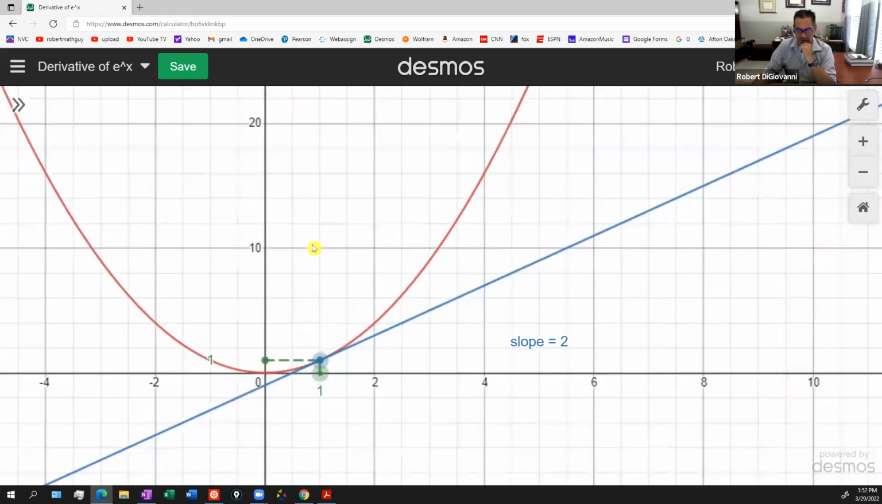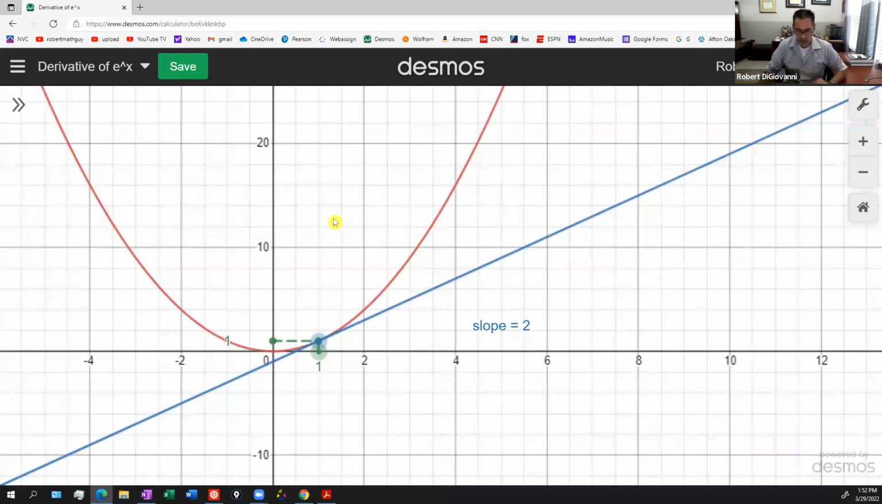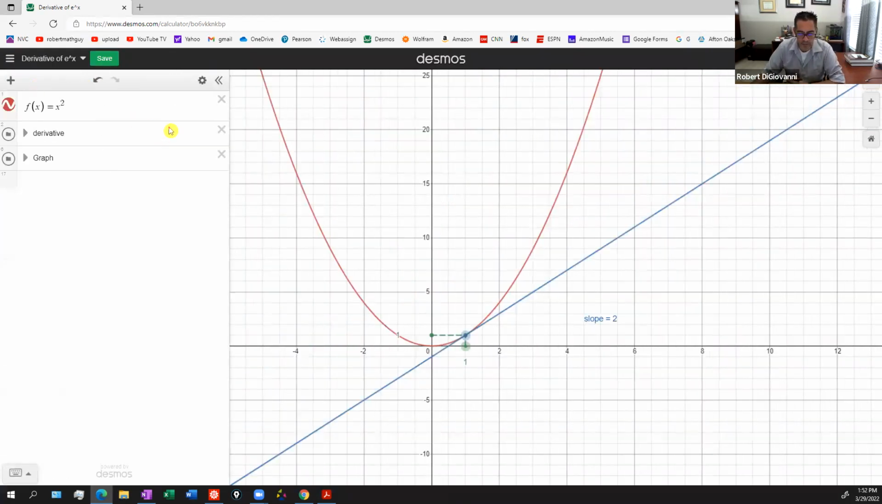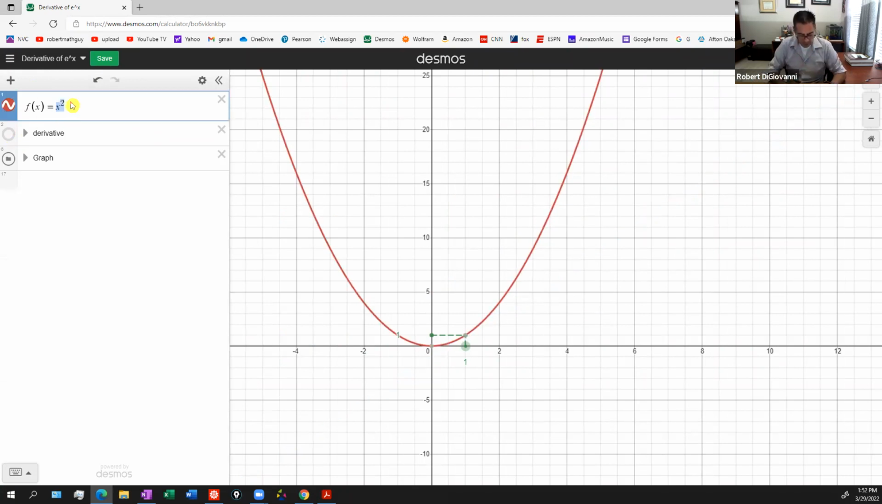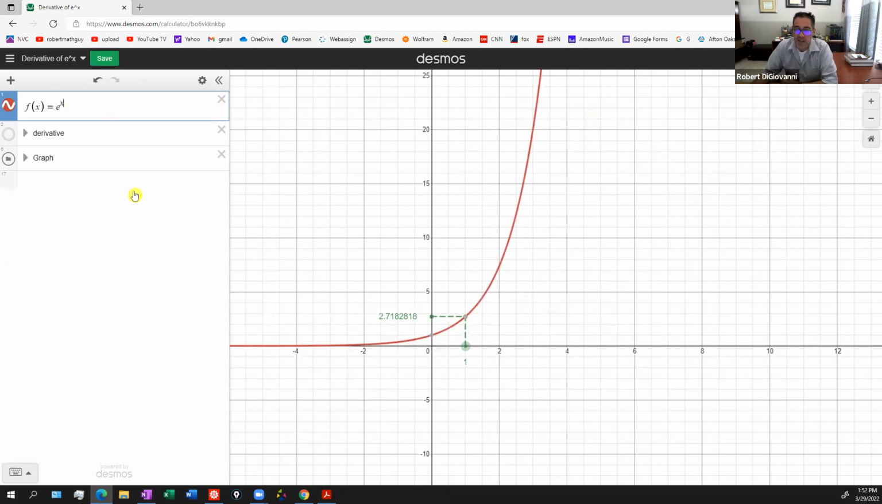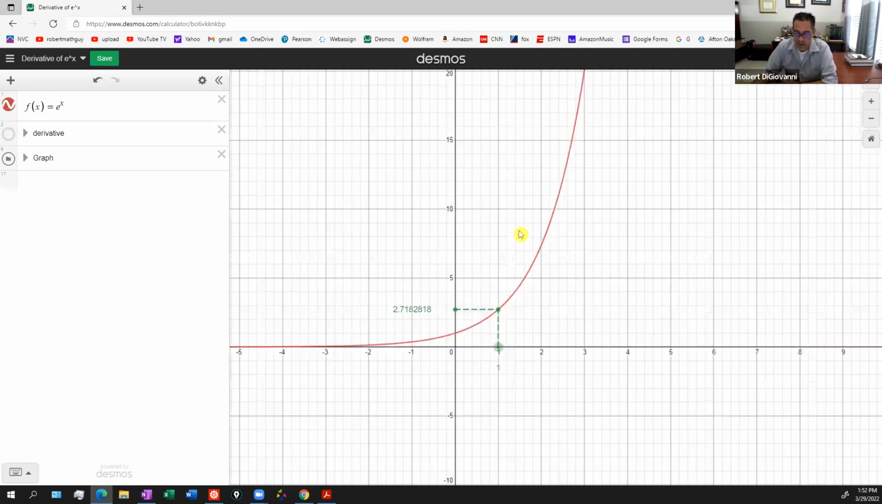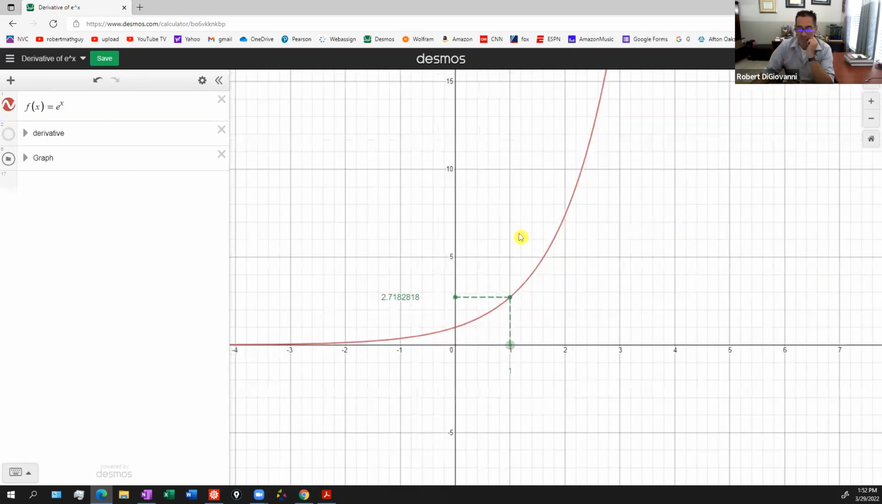You're probably wondering what I'm doing. Just watch. What I'm going to do now is show you the graph of e to the x. There it is. Now, what is the value of this function at 1? E, which is about 2.718. What is the value of the function at 2?